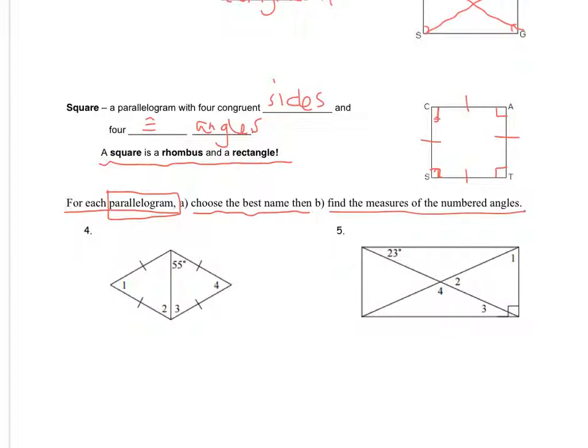Okay, so that's important to note that these little numbers here are not angle degree measures. It's how we're identifying those angles instead of using letters. Okay, so work through those two problems.